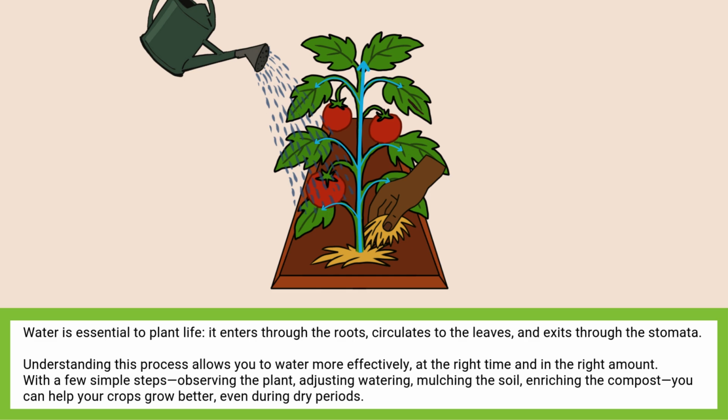Water is essential to plant life. It enters through the roots, circulates to the leaves, and exits through the stomata. Understanding this process allows you to water more effectively at the right time and in the right amount. With a few simple steps, observing the plant, adjusting watering, mulching the soil, enriching the compost, you can help your crops grow better, even during dry periods.